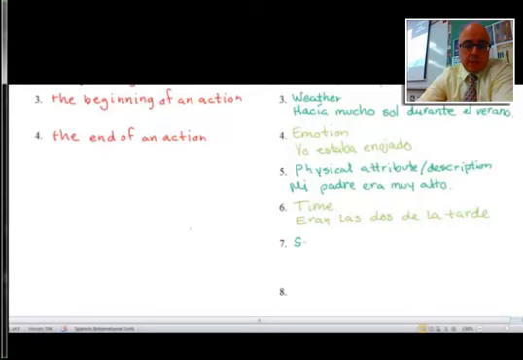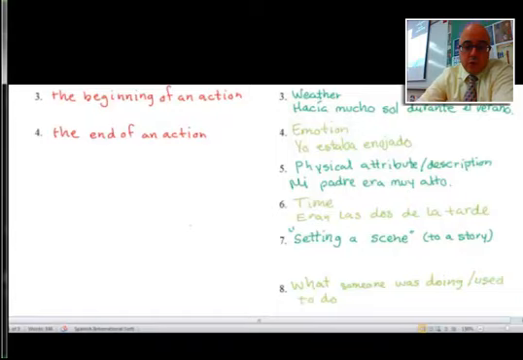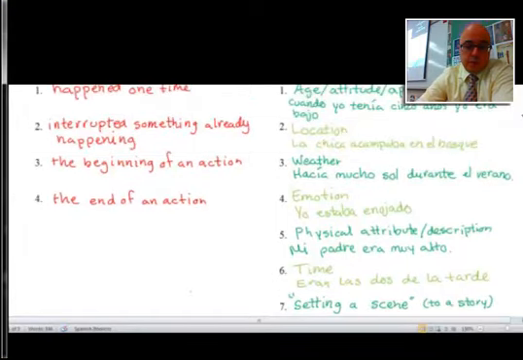Now, número 7 is for setting a scene, specifically when you're telling a story. And número 8 is what someone was doing or used to do. Now the acronym is ALWEPT. So it's ALWEPT. If you keep this acronym in mind, it'll help you when you're deciding whether to use the imperfect or the preterite.